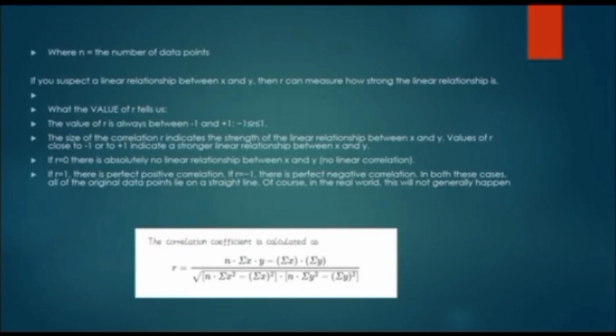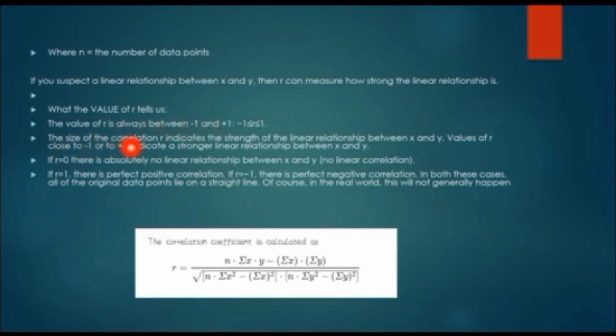So, where n equals the number of data points, if you suspect a linear relationship between x and y, then r can measure how strong the linear relationship is. So, what does the value of r tell us? The value of r is always between -1 and +1.